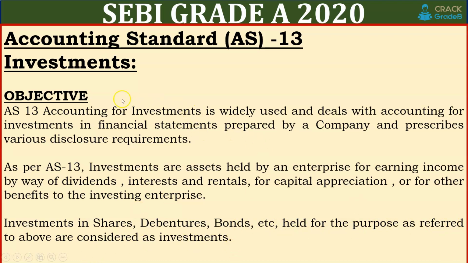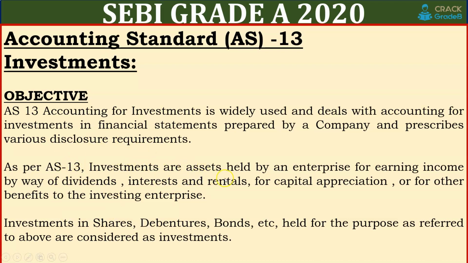Okay, so they have stated that the main objective of this standard is to provide us with the way to deal with the accounting for investments, and also at last there are going to be various disclosure requirements that are well stated over here. So the second paragraph tells us what is investment as per Accounting Standard 13.